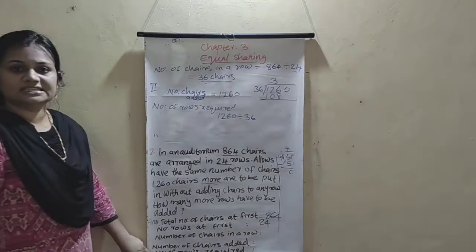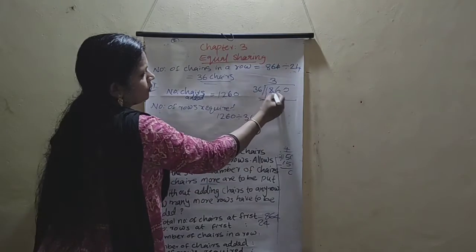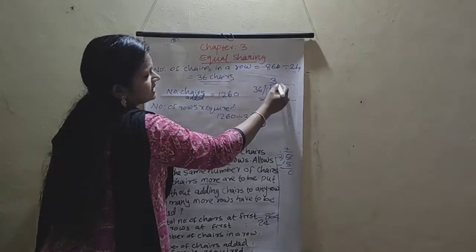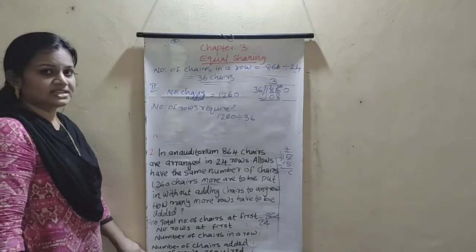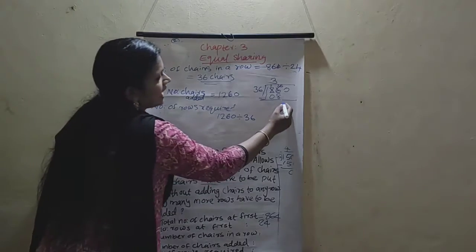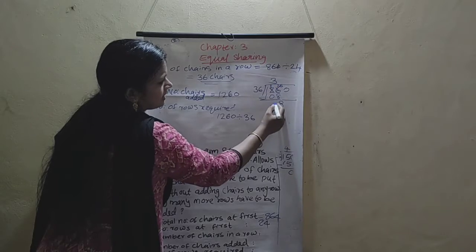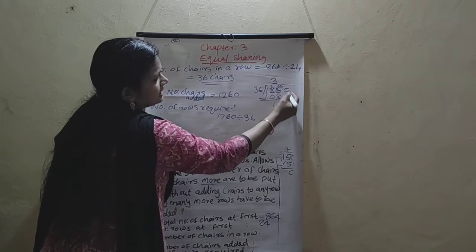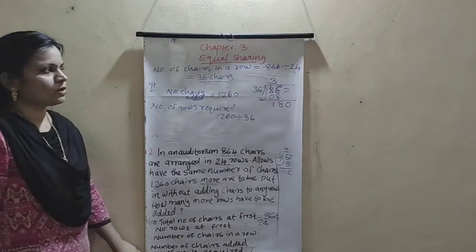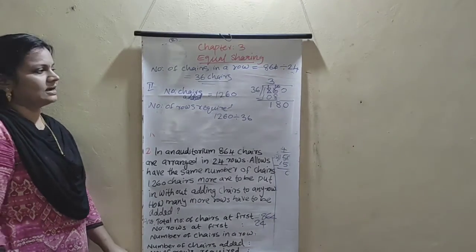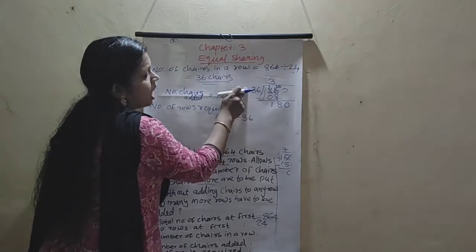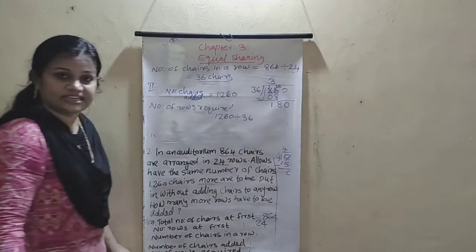6 minus 8 possible? No. Then borrow 1 from 2, which will be 1, and 6 becomes 16. 16 minus 8, what is the answer? 8. Then bring this one down. This is 18. Then what is this? 180. Then how many times 36 in 180?